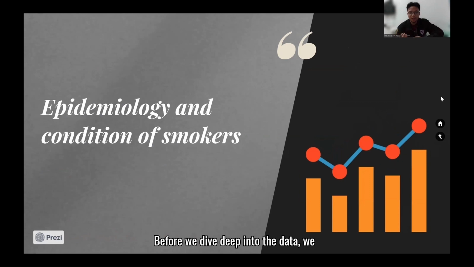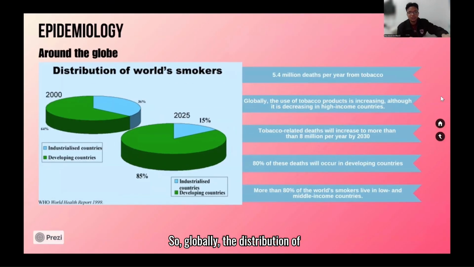Before we dive deep into the data, we need to know what is epidemiology. Epidemiology is a branch of science that studies the incidence and distribution of health-related problems and their determinants. Globally, the distribution of smokers around the world is divided between industrialized countries and developing countries. In the year 2000, the developing countries had about 64% of total smokers, while the industrialized countries had about 36%.